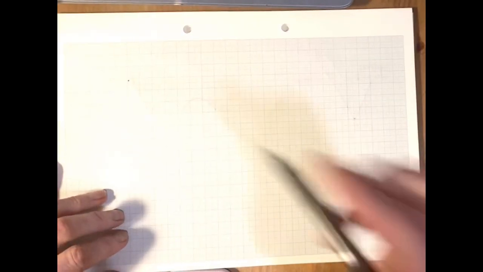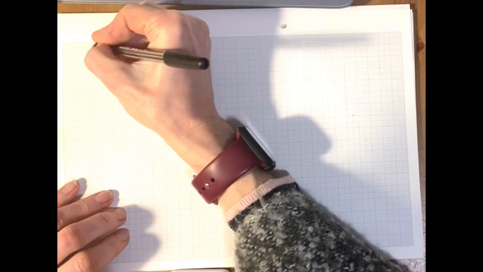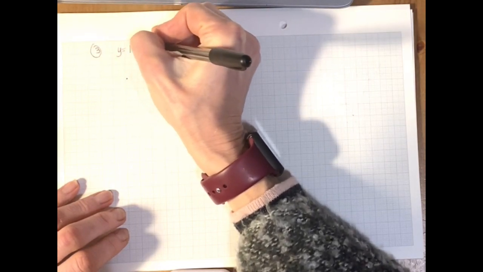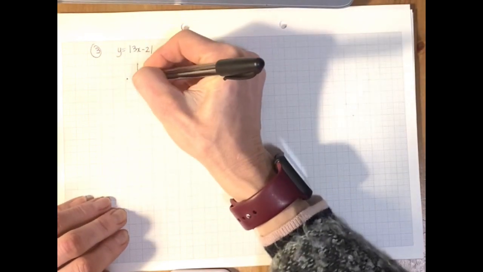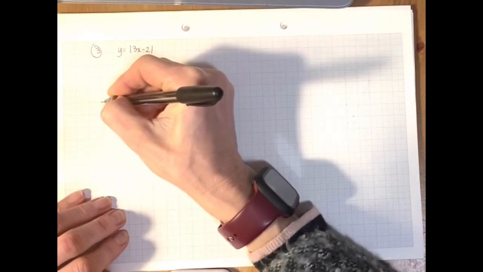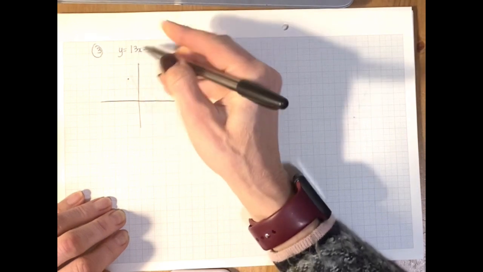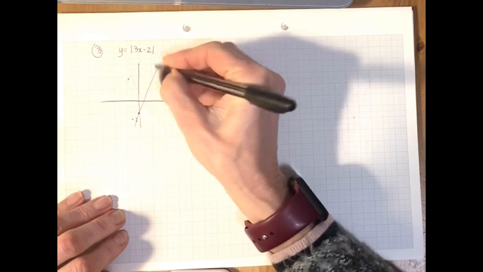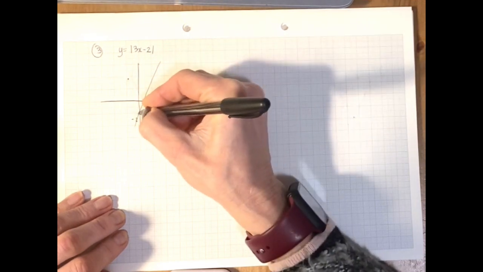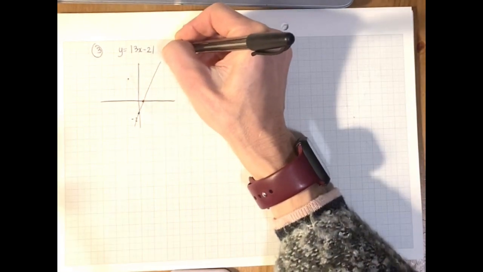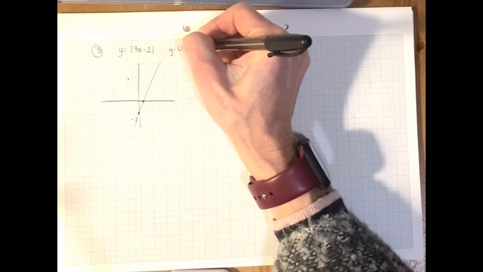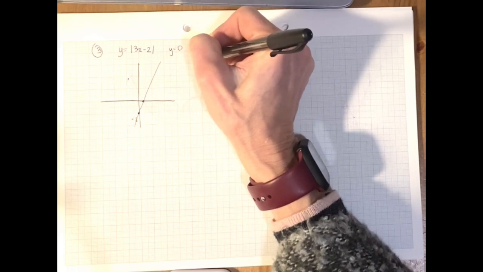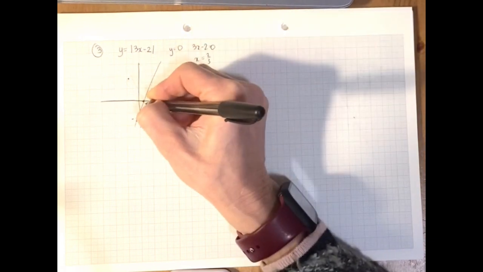So example 3, we are going to sketch y equals modulus of 3x minus 2. So the first step is to draw the line y equals 3x minus 2. So it's gradient 3, intercept minus 2. So something like this. Intercept minus 2. When y is equal to 0, 3x minus 2 is equal to 0, giving us x is equal to 2/3.